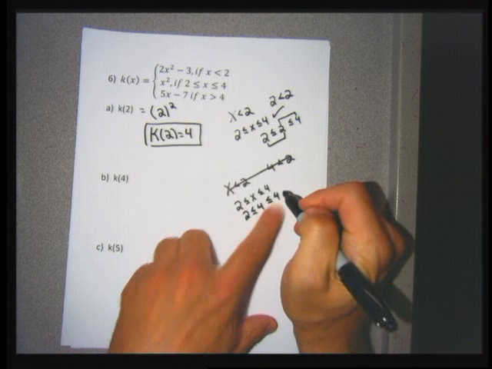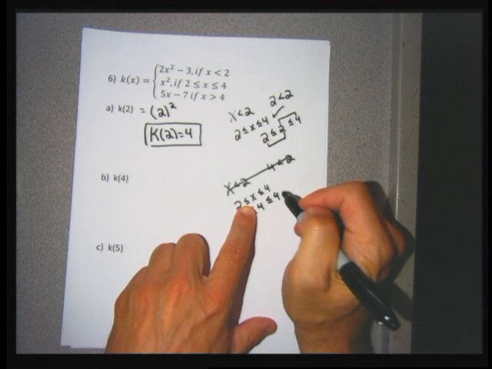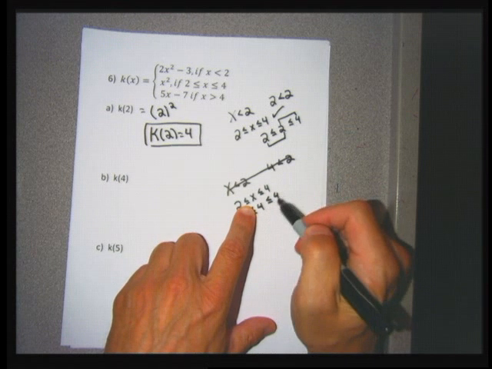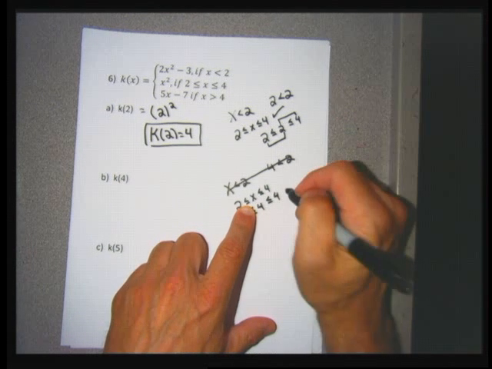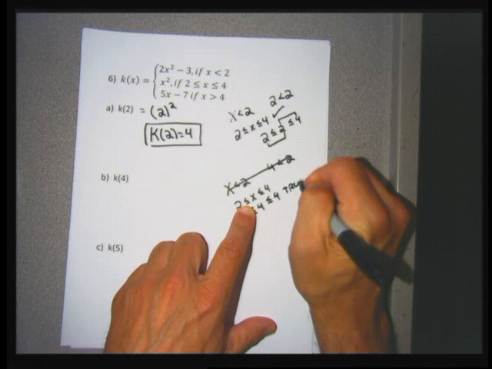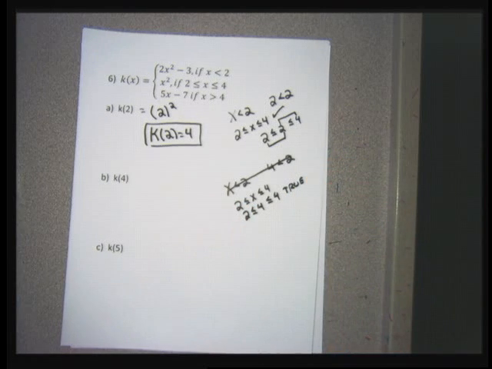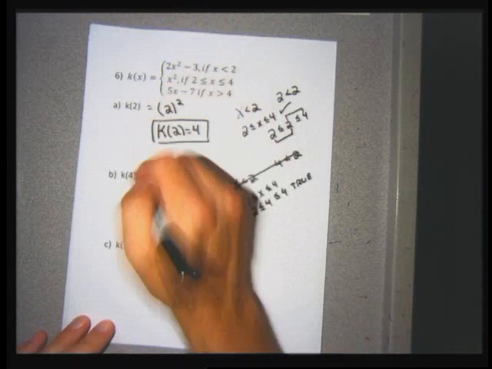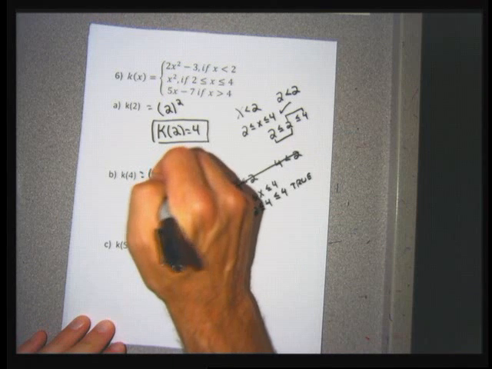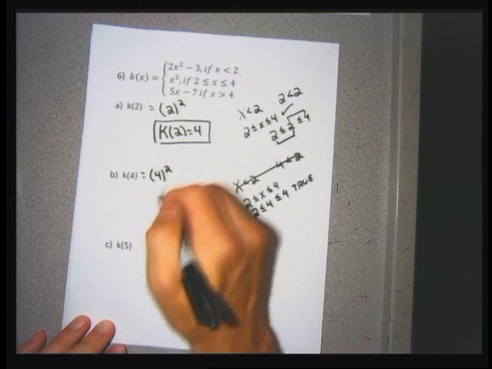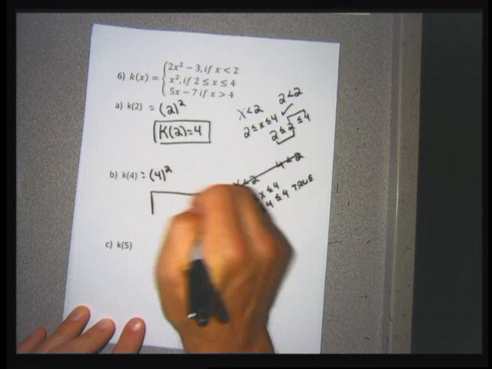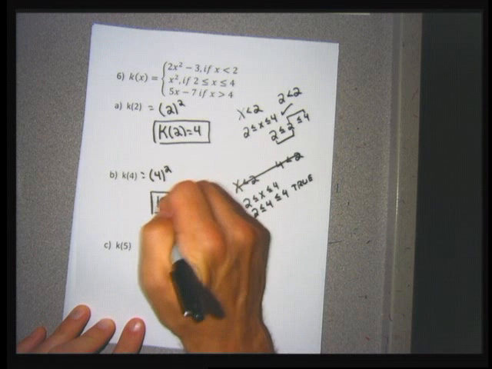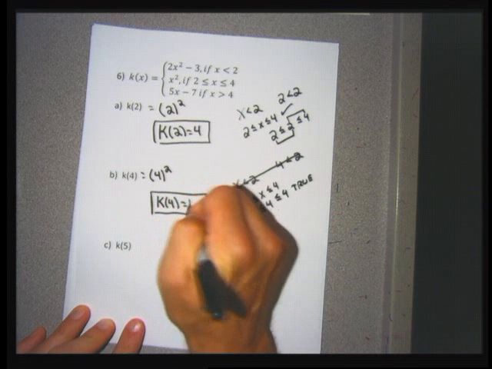And this next statement that says 4 is less than or equal to 4 is also a true statement. It's true because 4 is equal to 4. Because both inequalities in this string are true, I'm going to plug 4 into the middle inequality again. When I do that, I'm just going to go 4 squared. I don't really need parentheses there, but it's not wrong to plug it in. My answer to part B is going to be k of 4 equals 16.